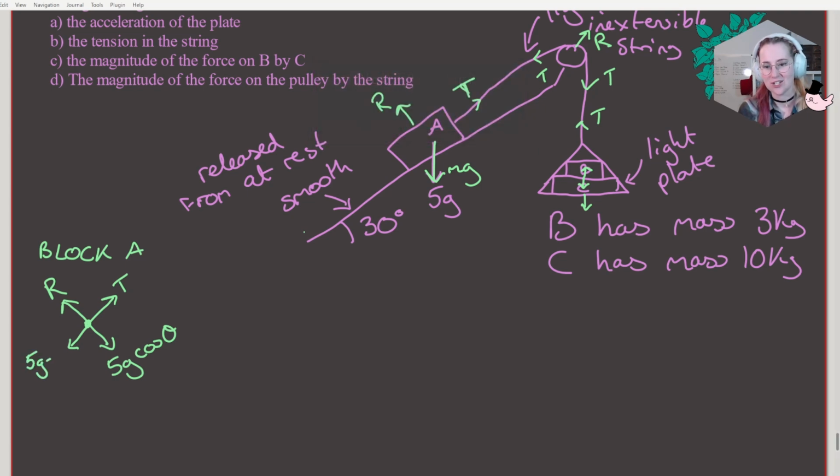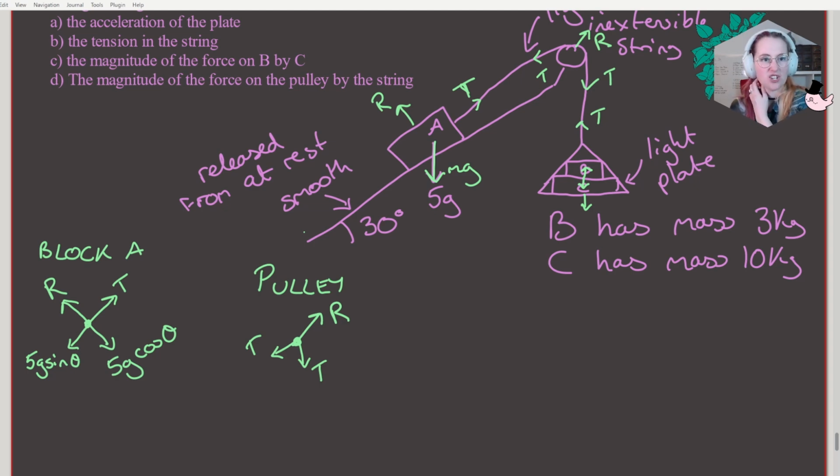And this is 5g sine theta. So on the pulley, we have our point, which is the pulley. So we have our tension working sort of down the string. And then we have our reaction force sort of moving in the opposite direction to those.